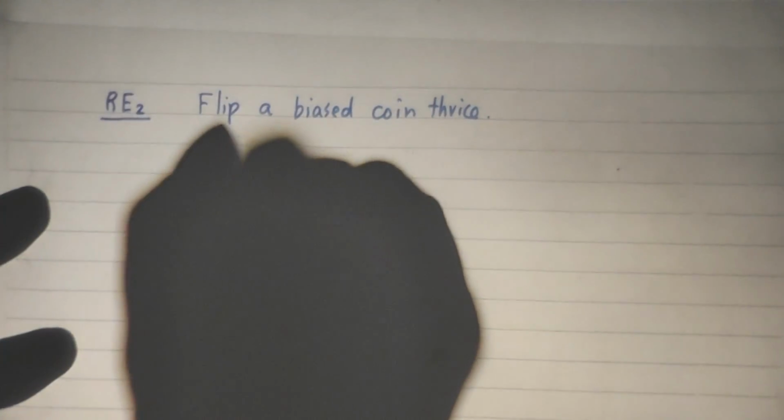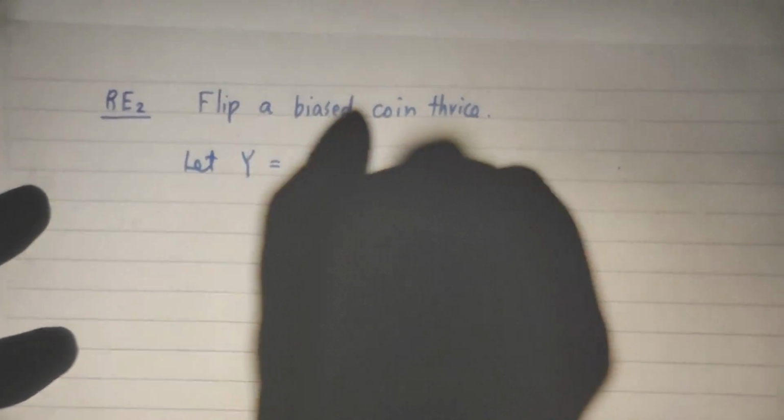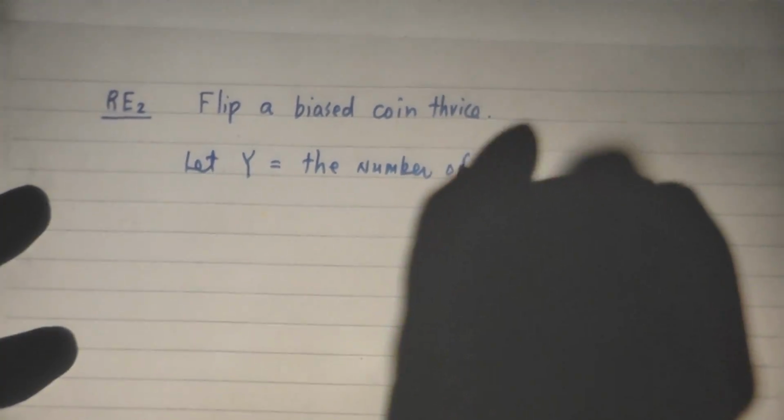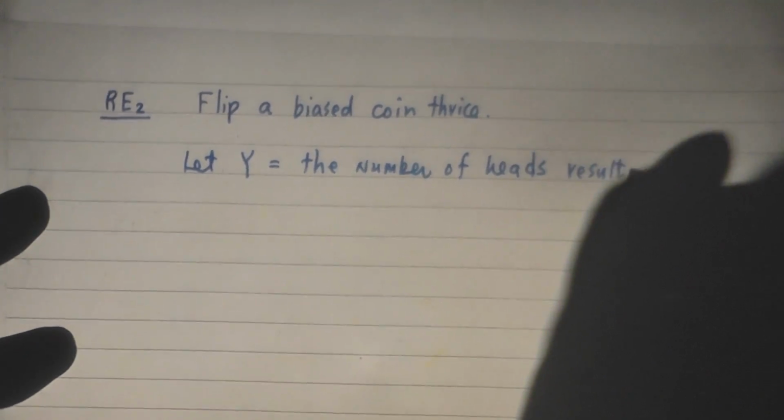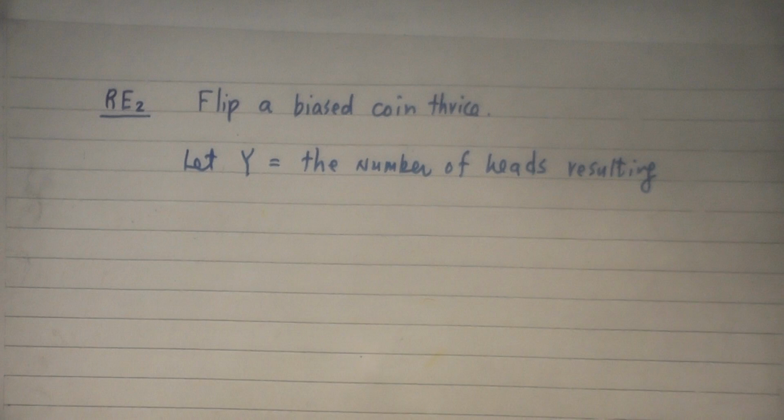Okay, let's look at random experiment 2. Now compared to random experiment 1, random experiment 2 is that we flip a biased coin thrice, 3 times. And we are interested in the number of heads resulting. We are interested in the number of heads resulting.